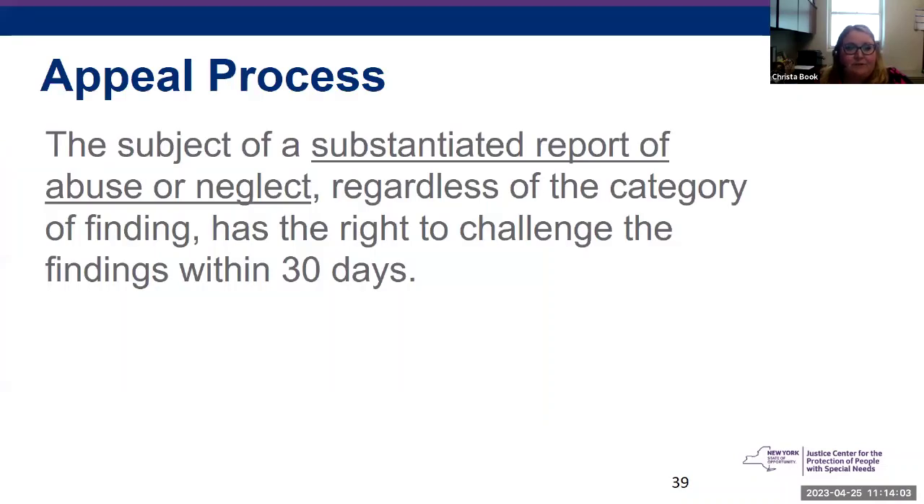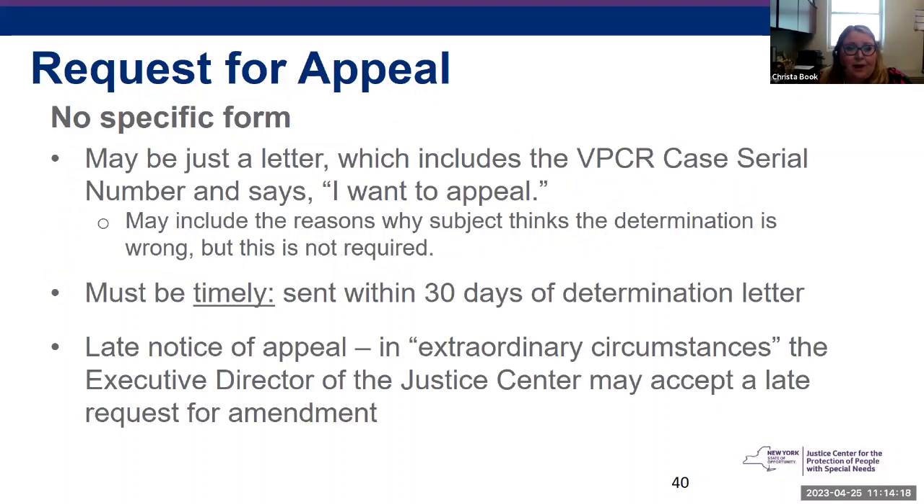So the subject of a substantiated report of abuse or neglect, regardless of the category, has the right to challenge that finding within 30 days. So it's called a request for appeal. We call it an RFA here. It's no specific form. It can be a letter, which includes the VPCR case serial number and says, I want to appeal. It can be that simple.